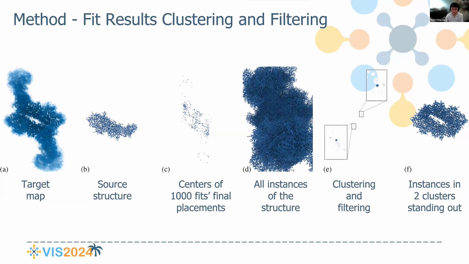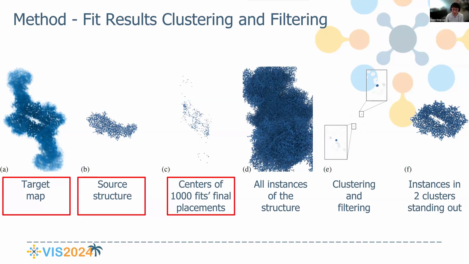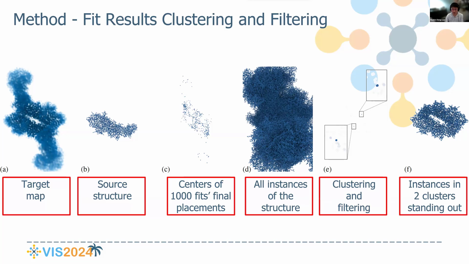With a target map, we fit a source structure with 1,000 initial placements. After the optimization, we get 1,000 final placements. If we instance a structure at each placement, we will get a highly cluttered and occluded view. After clustering and filtering, instances in two clusters then stand out.